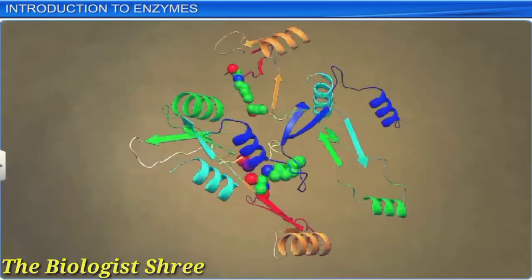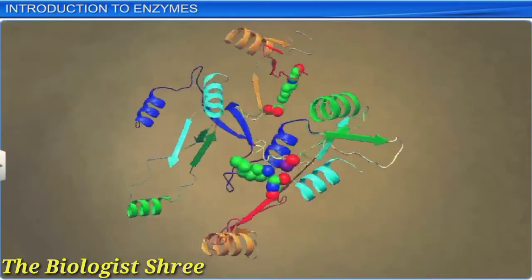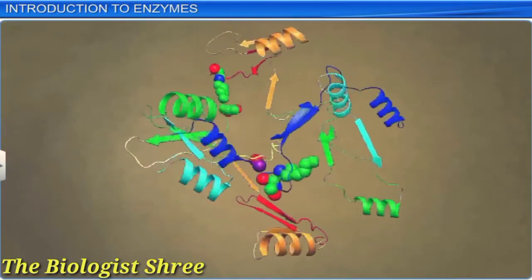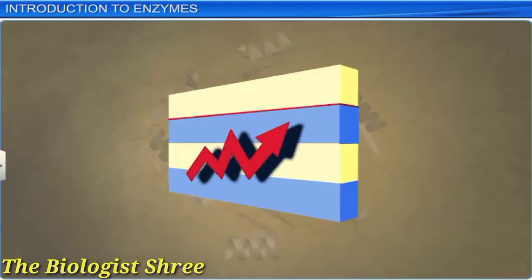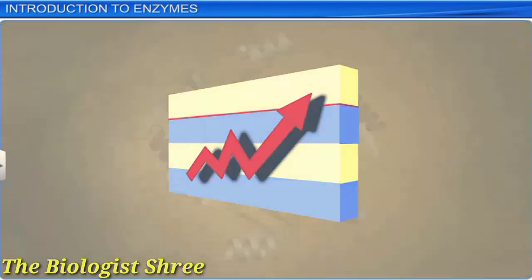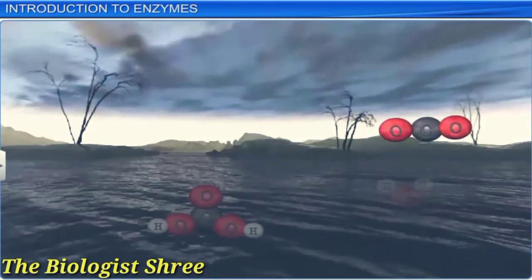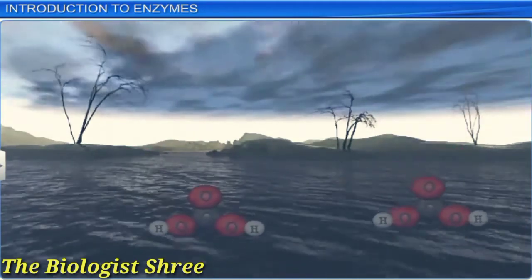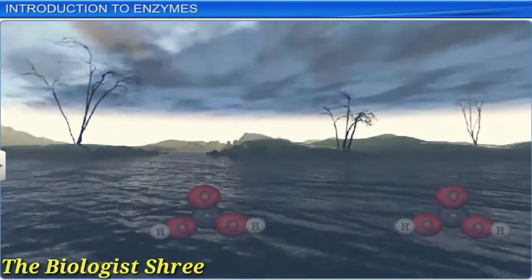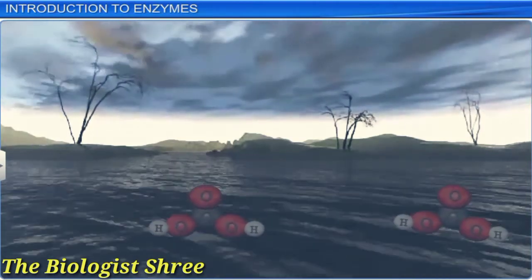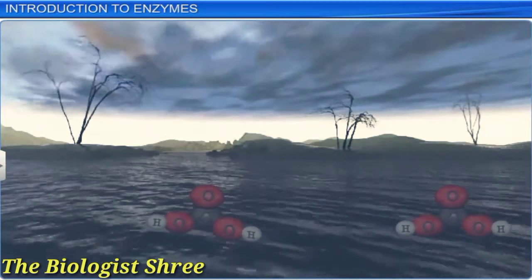A catalyst greatly influences the rate of a reaction. Hence, the rate of enzyme-catalyzed reactions is significantly higher than uncatalyzed reactions. Consider the example of a reaction where carbon dioxide and water react to form carbonic acid. In the absence of any enzyme, 200 molecules of carbonic acid are formed in an hour.